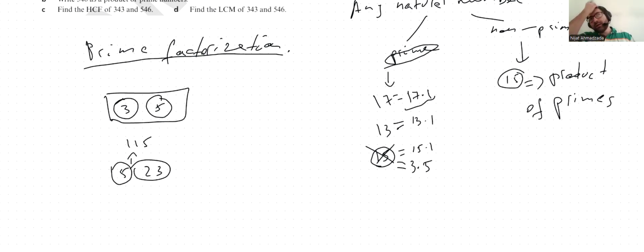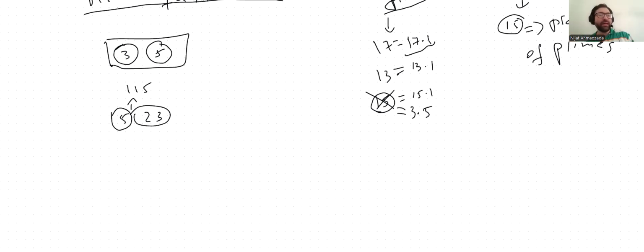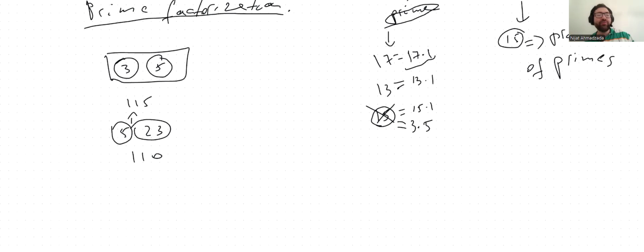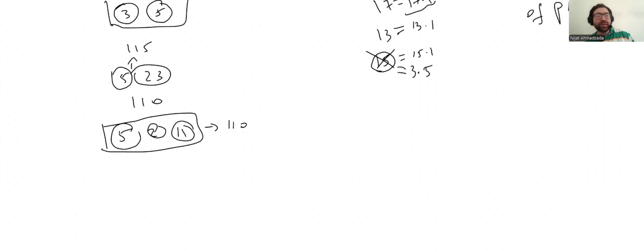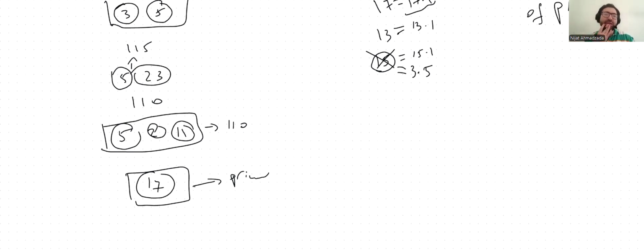The same idea can be applied to 110, for example. 5, 2, and 11 will give me 110. So these three are making 110. Now think about 17 itself. No one makes 17. 17 makes itself because 17 is a prime. So this is an essential idea. Now let's go back to the question.